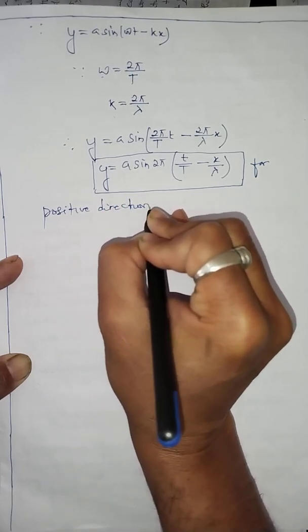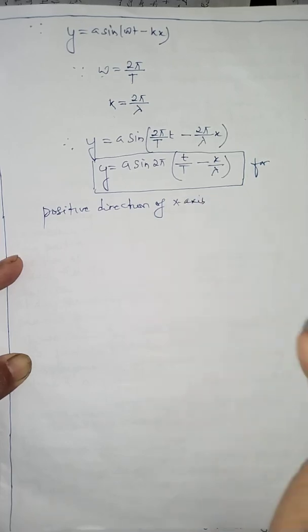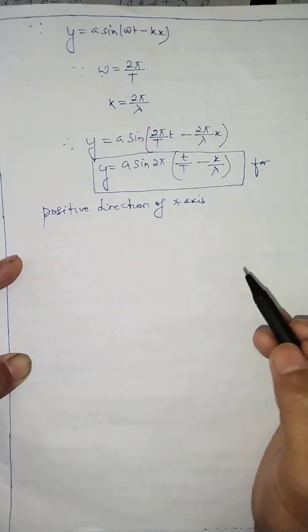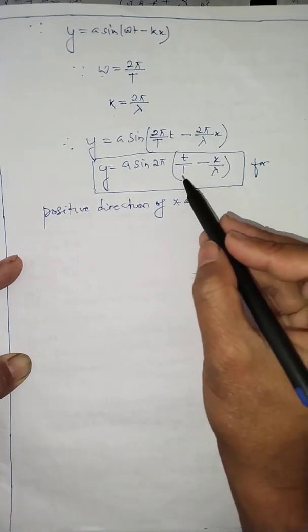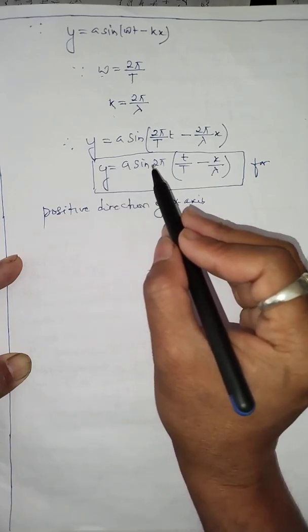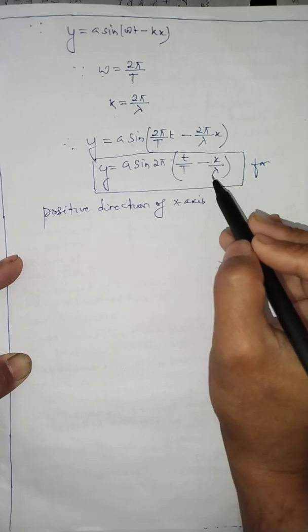This is for the positive direction of the x-axis. So when a wave propagates in the positive direction of the x-axis, we can write the displacement equation in terms of the time period T and the wavelength of the wave as y equals a sine 2 pi bracket t by T minus x by lambda.